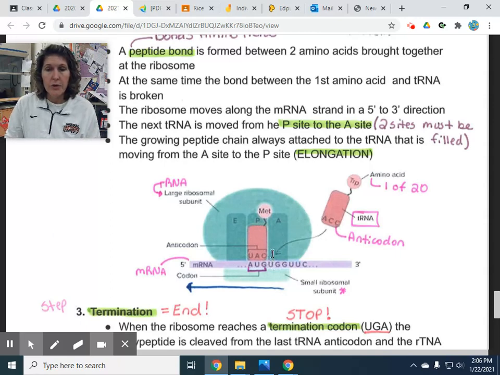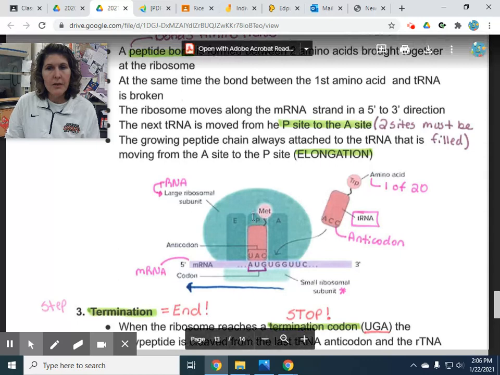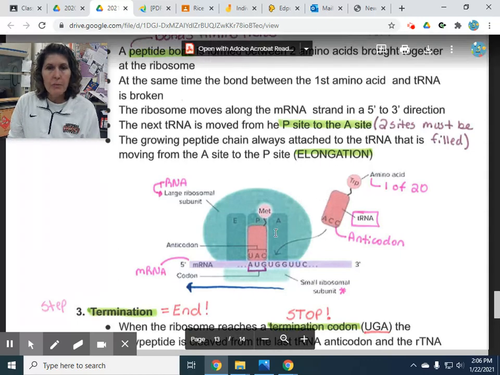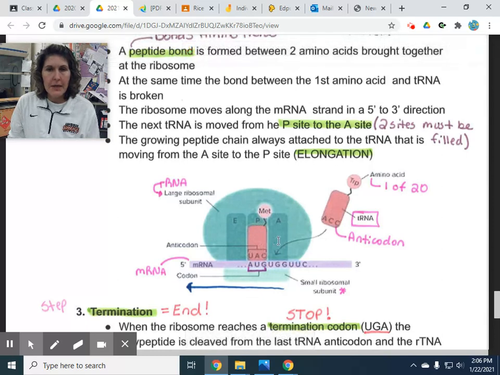So in comes U, which goes with A, G goes with C, G goes with C. That one comes in here. My 2 amino acids are now going to bond. The bond is going to break between transfer RNA and my amino acids, and my 2 amino acids will bond together with that peptide bond. So both sites are going to be full, my P site and my A site.